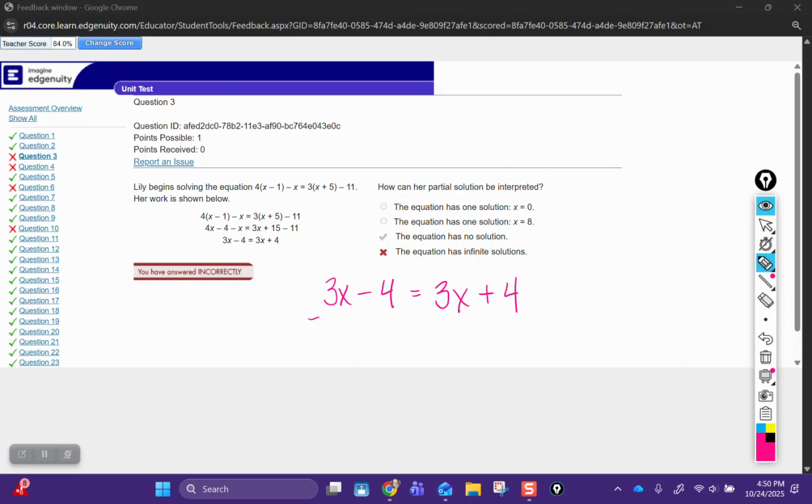And you can see if we were to go one more step by moving the x term to the other side, that's where it cancels out, and we're left with this statement that says -4 equals 4. This is not true. And so because this is not true, this one actually would have no solution. So the correct answer here is that the equation has no solution.